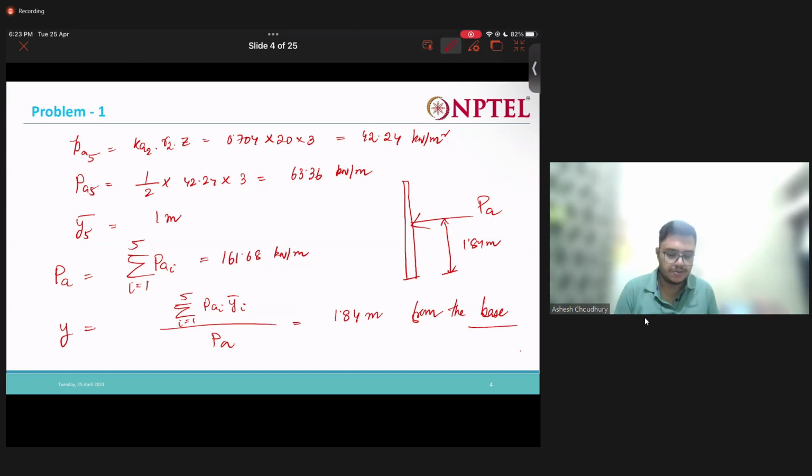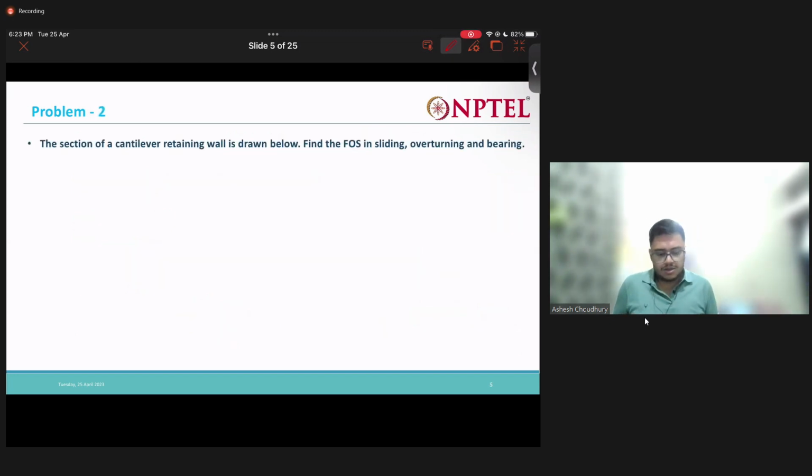Let us go to the next problem. The next problem is: a section of a cantilever retaining wall is drawn below. Find the factor of safety in sliding, overturning, and bearing.